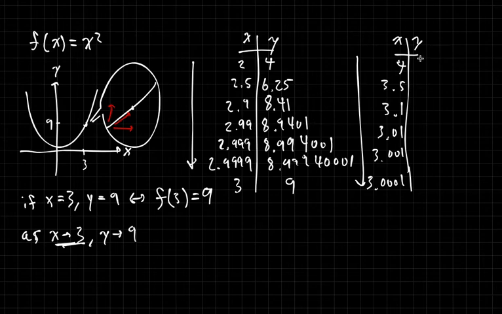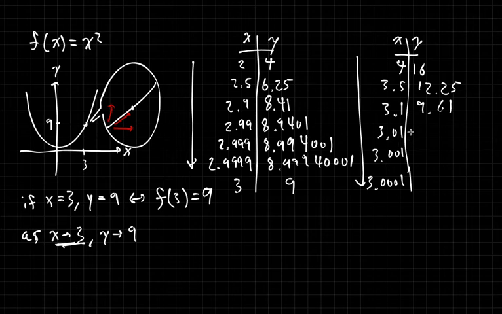So now, if I wanted to graph the resulting outputs, let's see what the behavior of the y values are. So if x is 4, y is just 16. And if x is 3.5, y is 12.25. And if x is 3.1, we would get 9.61. Okay, so right now it's not clear what y is approaching, but we have more values, so we'll keep going.